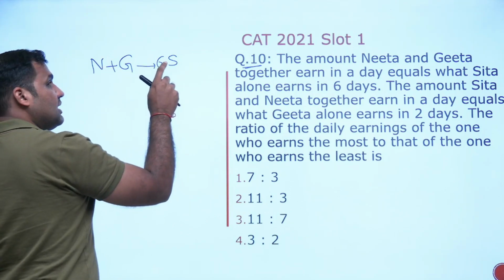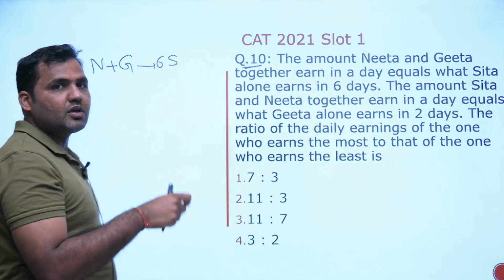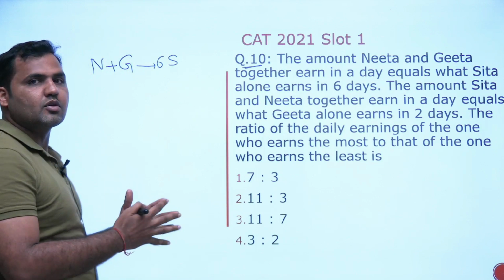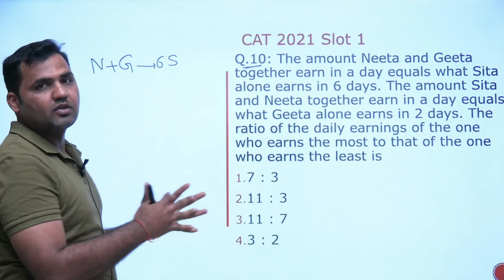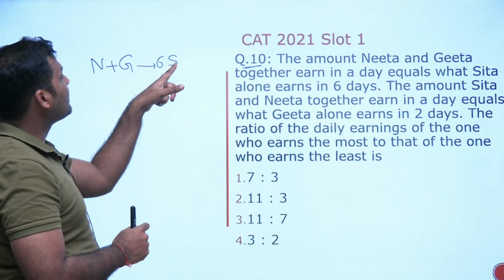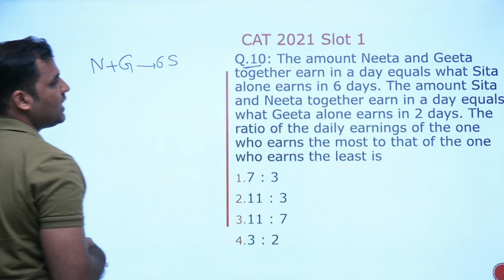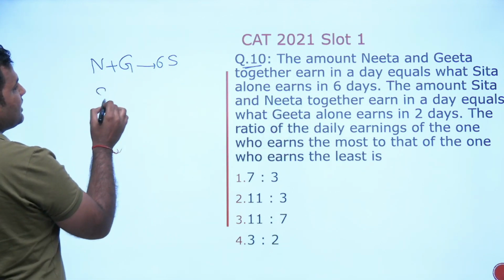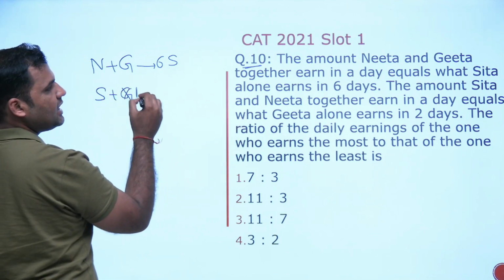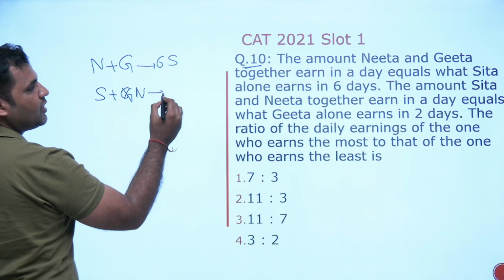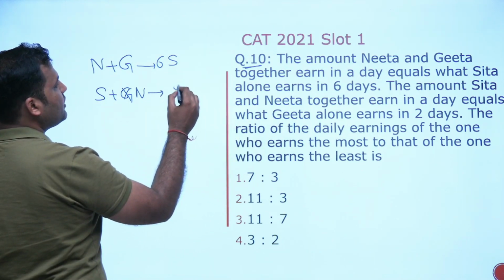That means the units of work that Sita will be doing in 6 days, because the money you get is directly proportional to the units of work. The more work you do, the more money you get. The amount of money that you are earning will be the same as the amount of units of work that you are doing. So the work done by Sita in 6 days will be the same as Neeta and Geeta in 1 day. Next, the amount that Sita and Neeta together can do is equal to the work done by Geeta alone in 2 days.